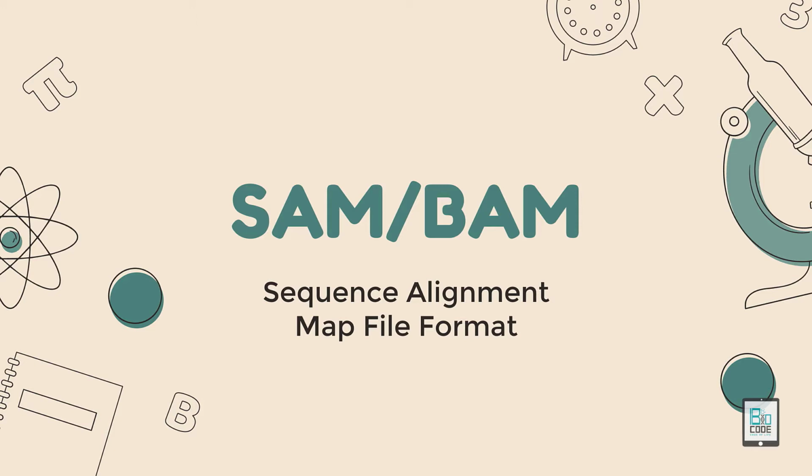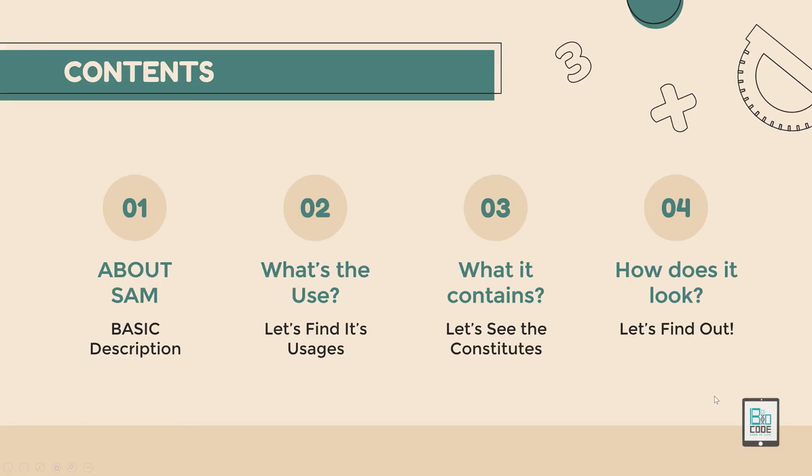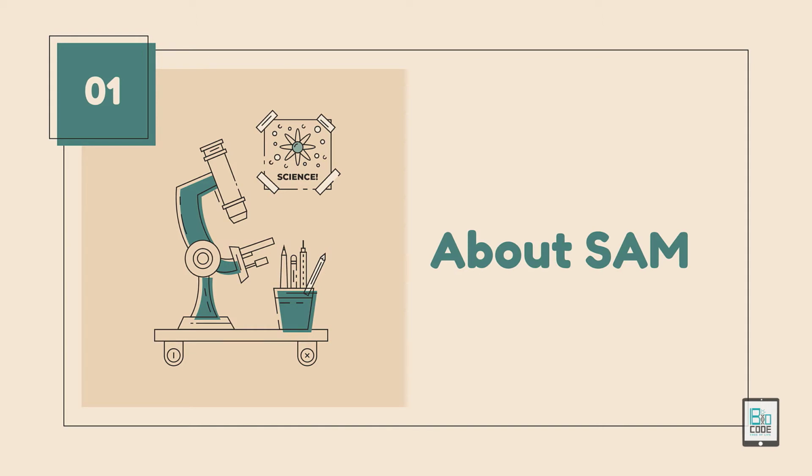BAM is the binary representation of the SAM file, and it contains the data in binary form as compared to SAM, which contains the data in human readable form. So in this video we will discuss four aspects of the SAM file format. Basic description will be discussed, the usage will be discussed, what it contains will be discussed, and how it actually looks in real life.